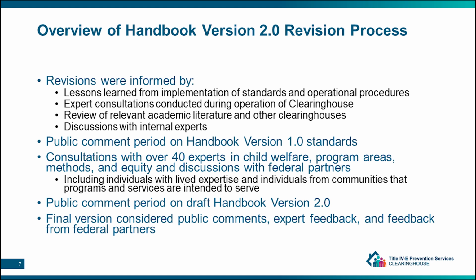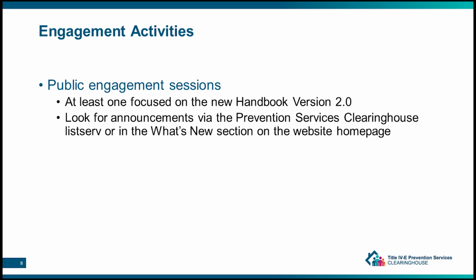From this process, the Clearinghouse team created the draft handbook version 2.0, which was then released via a Federal Register notice for public comment. The final handbook version 2.0 considered the public comments as well as expert feedback. The Prevention Services Clearinghouse plans to host periodic engagement activities for the public, including at least one focused on Handbook version 2.0. We will be announcing these activities through the listserv and in the What's New section on the website homepage. As a reminder, you can sign up for the listserv directly from the website.